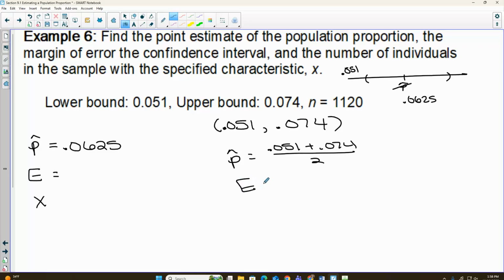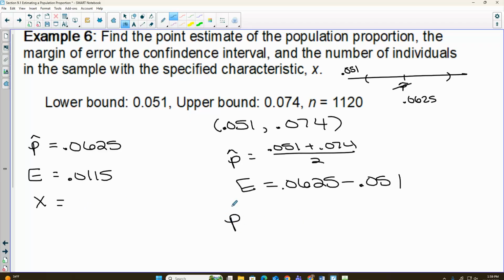So to find the error, we can just do the point estimate minus my lower limit. And you get 0.0115, and that should be the same distance as from my point estimate to my upper limit. So if I subtracted 0.074 and my p hat, I get the same thing. That's what I found, the difference. X.